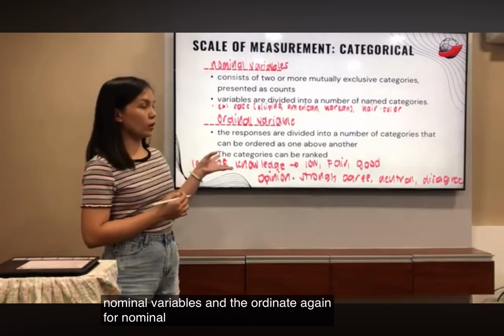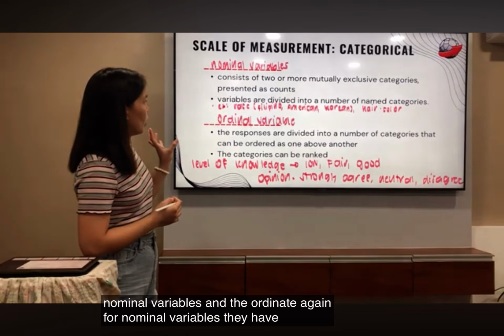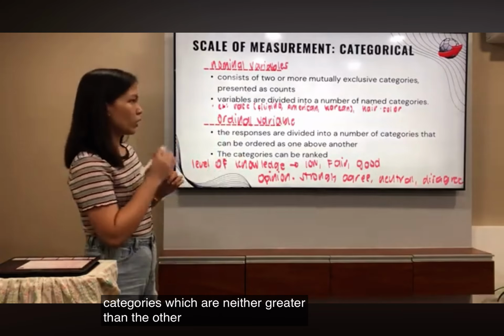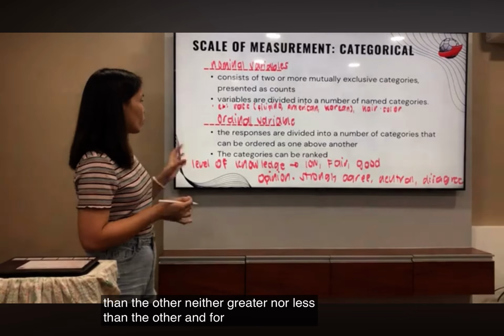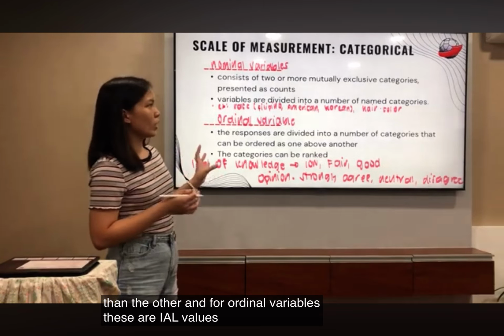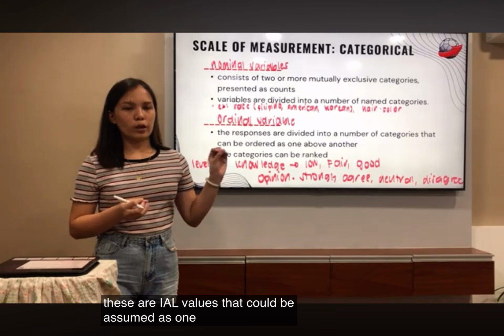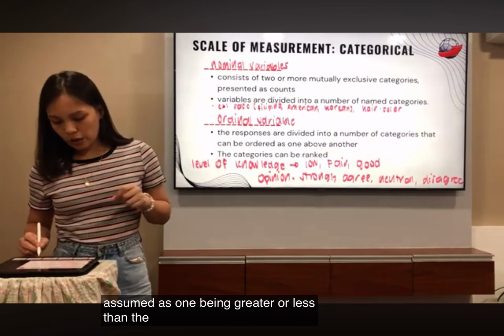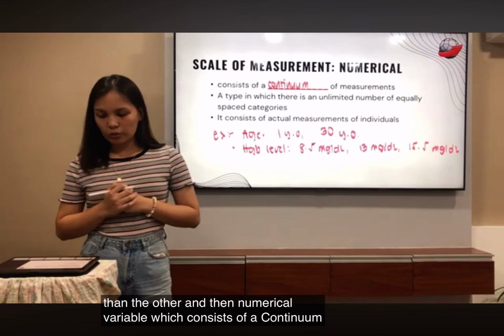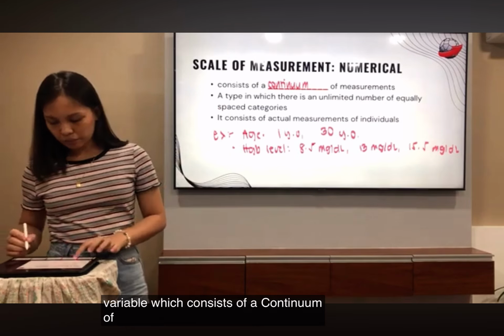Then to the scale of measurement, starting with the categorical, we have differentiated the nominal variables and the ordinal. Again, nominal variables have categories which are neither greater nor less than the other. And ordinal variables are categorical values that could be assumed as one being greater or less than the other. And then numerical variable, which consists of a continuum of measurements.